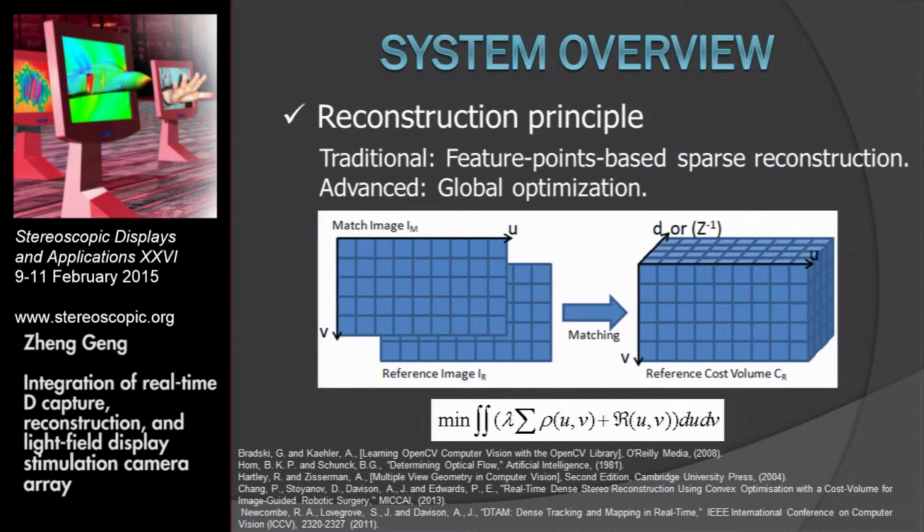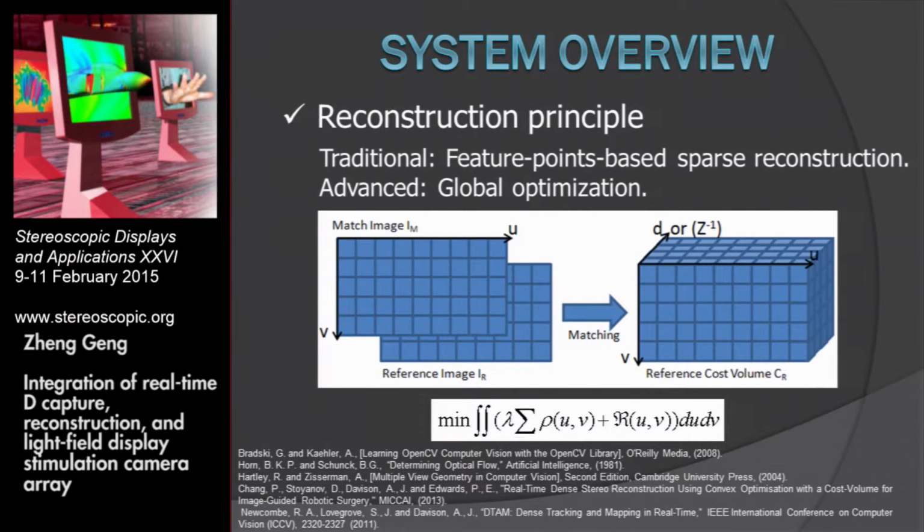And so let's see the system. The two key principles of the system are reconstruction and display. Starting with reconstruction, the traditional way is to extract features, match the features, and perform the reconstruction. It fails when there is an uneven distribution of features, or the features are not enough. So we apply the state-of-the-art global optimization, which is based on the expression below.